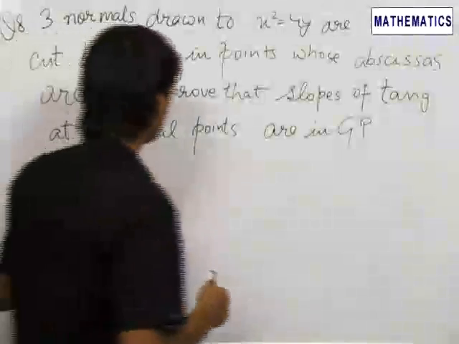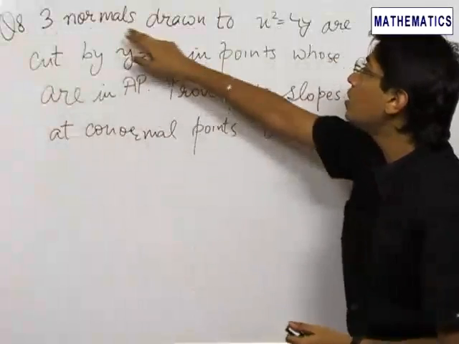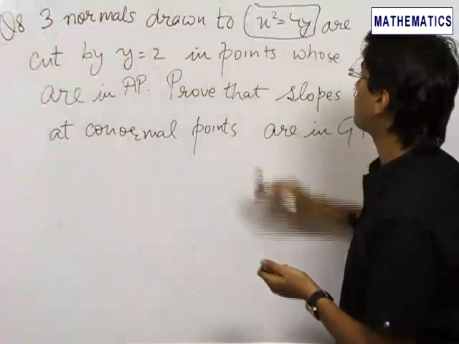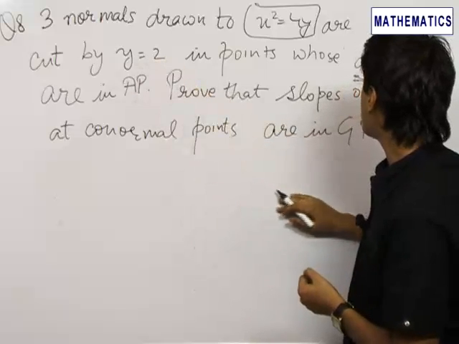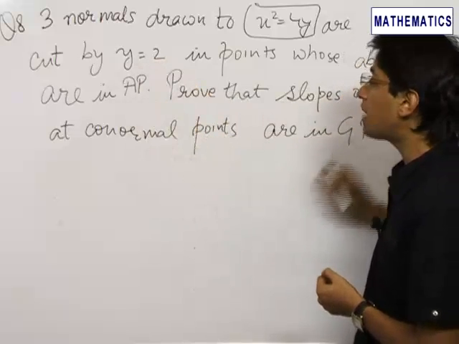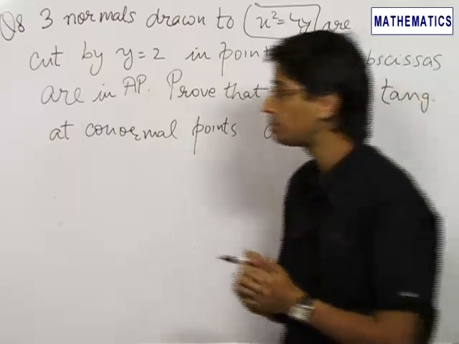Our next question is a pretty interesting problem. We are given that three normals are drawn to the parabola x square is equal to 4y. These three normals are cut by the line y is equal to 2 in 3 points whose abscissas are in AP. We need to prove that the slopes of tangents at these three co-normal points are in GP.